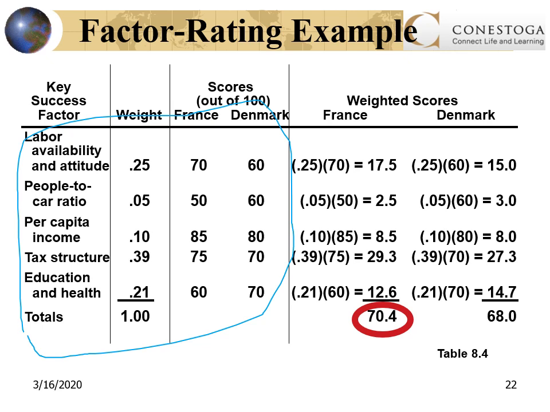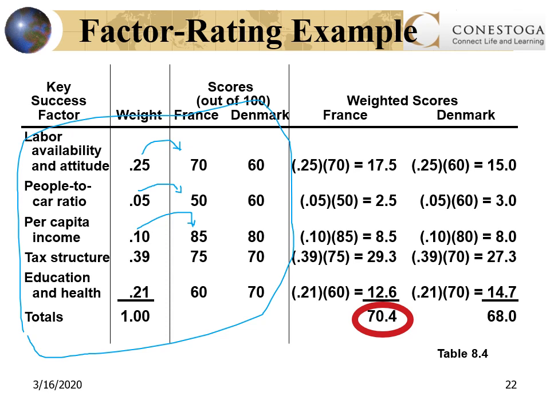So what will we do? For labor availability and attitude, 0.25 multiplied by 70 is 17.5. 0.05 multiplied by 50 is 2.5. 0.1 multiplied by 85 is 8.5, and so on. I add up the numbers, and I get 70.4.